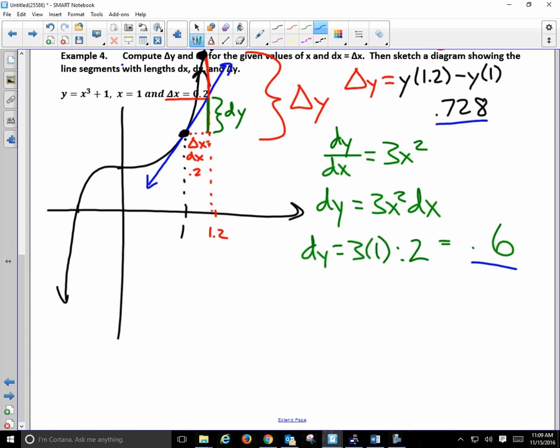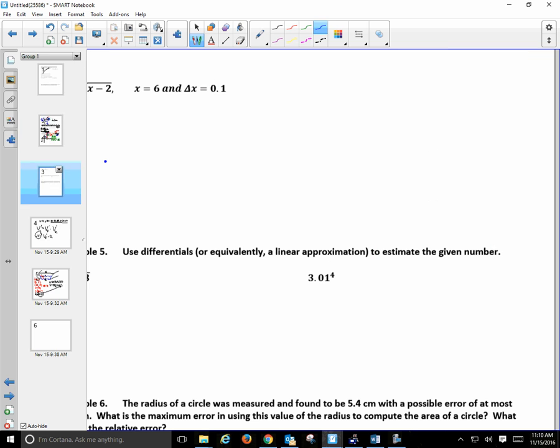0.728 and 0.6. So 0.728 is represented by this red length. That's how much the y increase is if the x increase is 0.2. dy is the green segment. That's the estimation for the increase. Now, is 0.6 an accurate enough estimation? If it's not, then we would have to close our interval a little bit more to try to get more accurate. Okay, let's try this one.